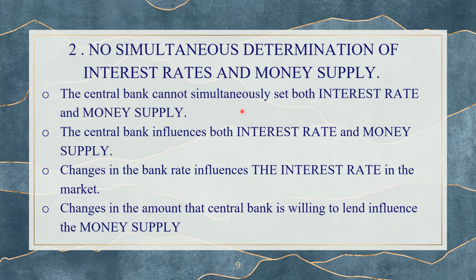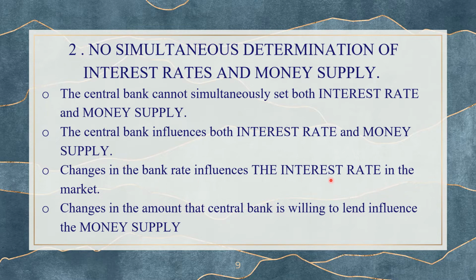Next point is no simultaneous determination of interest rate and money supply. See, the central bank cannot simultaneously set both interest rate and money supply. Central bank has the power to change interest rate. Central bank also has the power to change money supply, but the central bank can do only one of these. It can set this or it can set this. It cannot set them both at one moment of time. See, central bank influences both interest rate and money supply. It can manipulate both these variables.